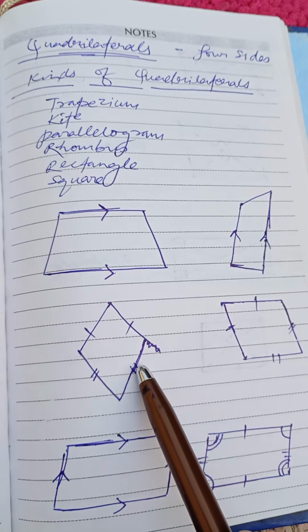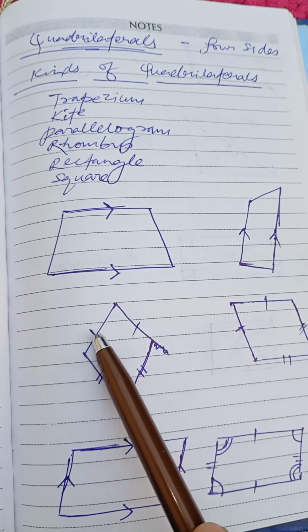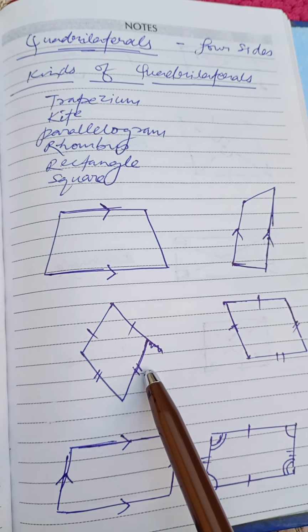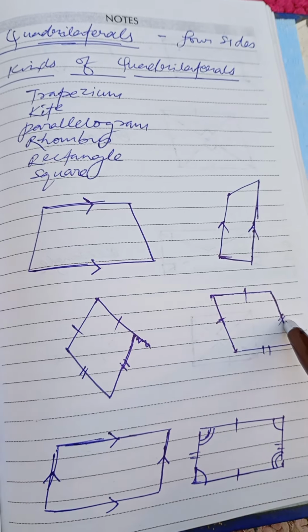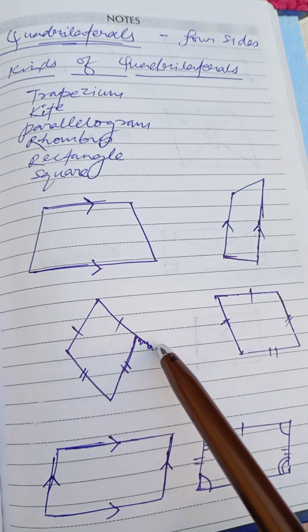Kite. Kite is a special kind of quadrilateral. It has these two sides equal and these two sides equal. So it is in the shape of a kite.